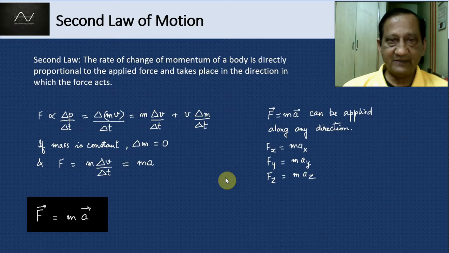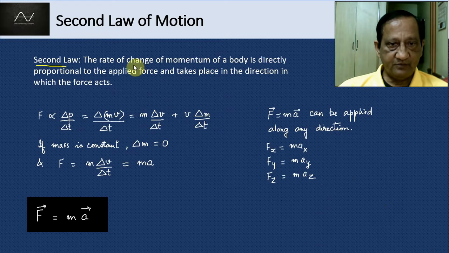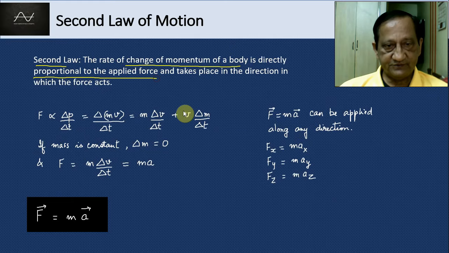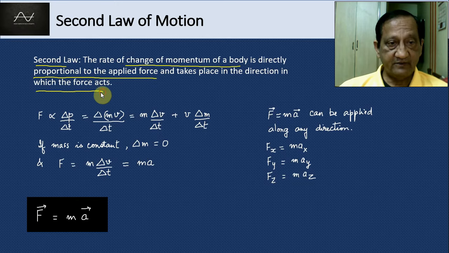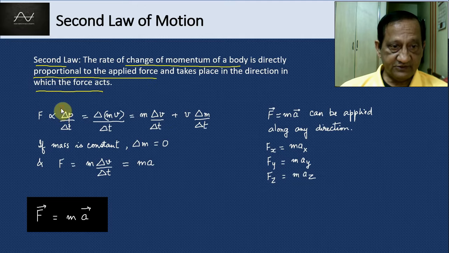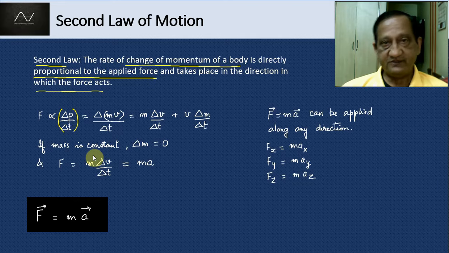So the second law can be stated like this. The rate of change of momentum of a body is directly proportional to the applied force and takes place in the direction of the force. The rate of change of momentum of a body is directly proportional to the force. That means this is the rate of change of momentum, and we can say force is proportional to the rate of change of momentum. That is the second law.